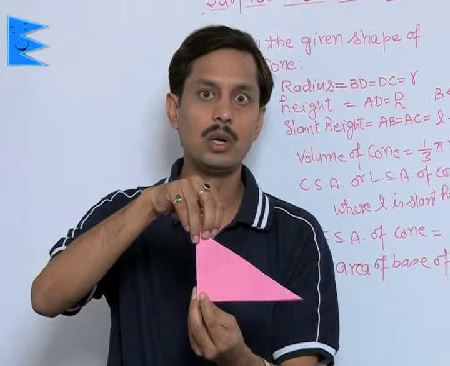If you are rotating like this, then you are rotating it about the perpendicular. Then the perpendicular becomes the height and the base becomes the radius. And if you are rotating like this, then this part becomes the height and this becomes the radius. If someone has rotated it about its hypotenuse, then what will happen?